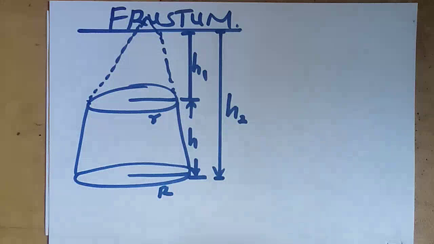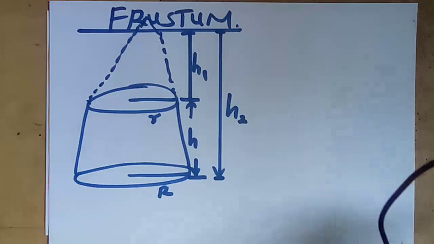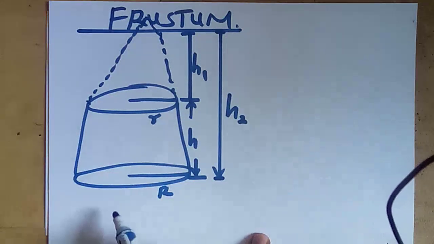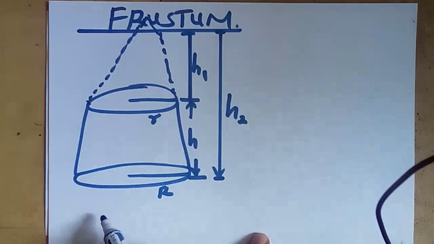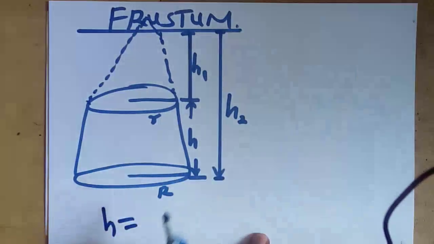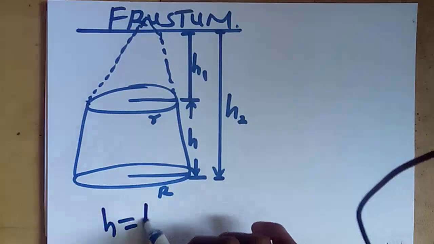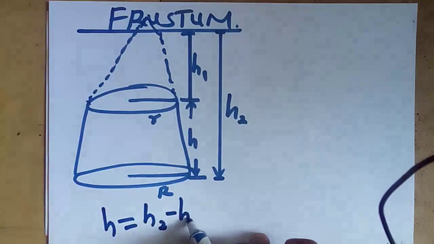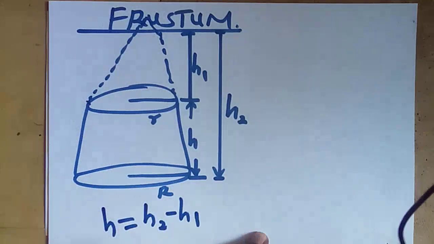Now, once we know that, I want you also to realize that from this particular diagram, it's clear that h, the height of the frustum, is indeed h2 minus h1. The difference actually gives you the height of the frustum.